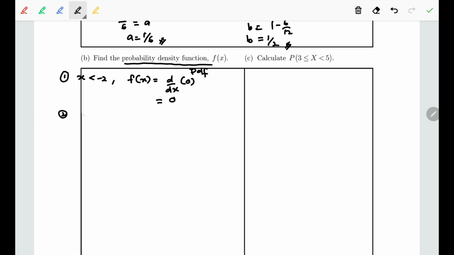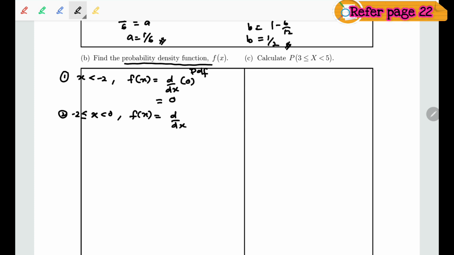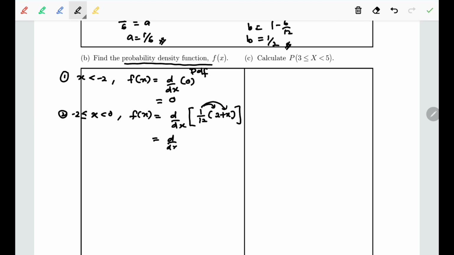And then for the second interval, where x varies from -2 to 0, to find the PDF we have to differentiate the CDF. The given function is 1 over 12 times 2 plus x. Before differentiating, it's better to simplify this first. If we simplify, you get 1 over 6 plus 1 over 12 x.